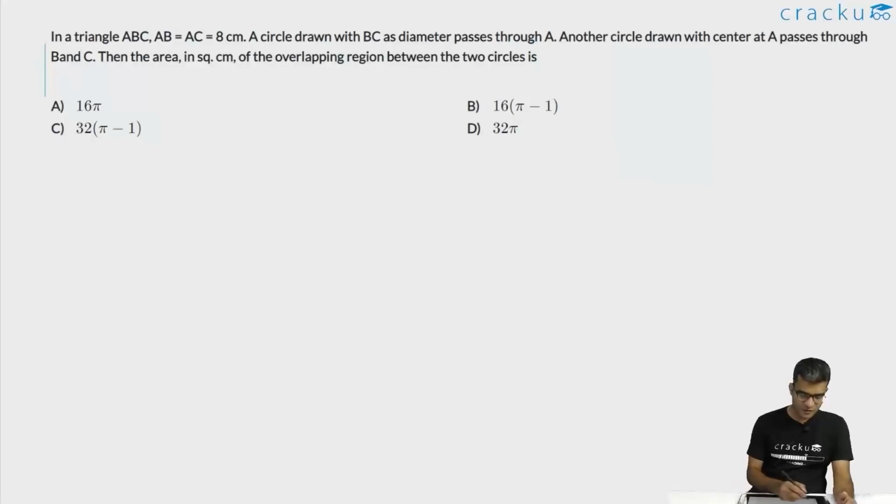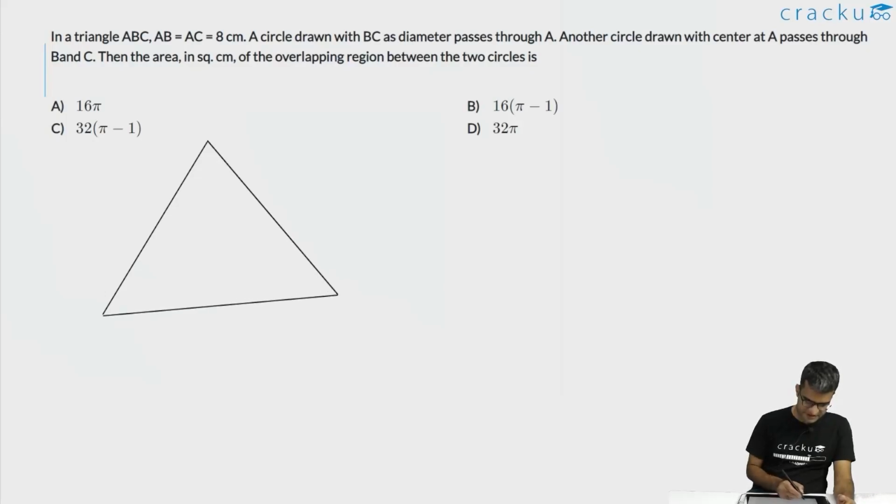In this question, we are told that there is a triangle ABC, which is an isosceles triangle. Now, two sides are 8 centimeters each. This is told to us. This is A, this is B, and this is C. We are told that a circle is drawn with BC as diameter and this passes through A.